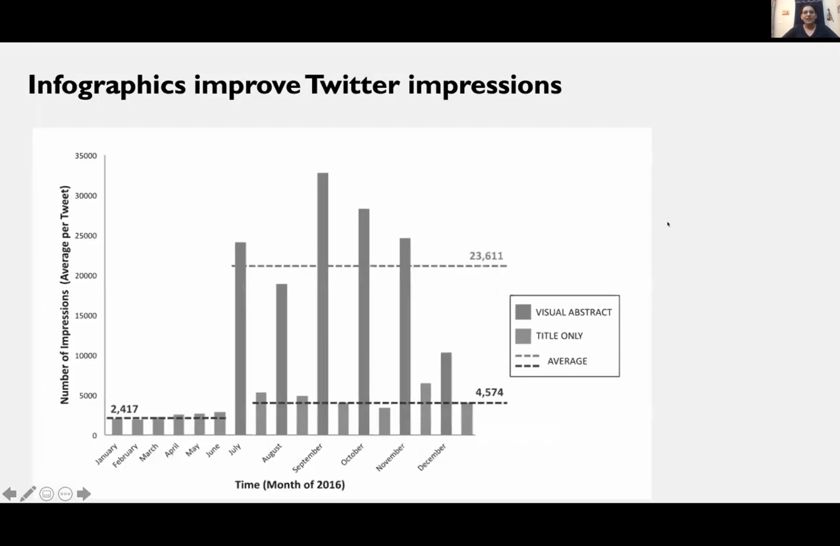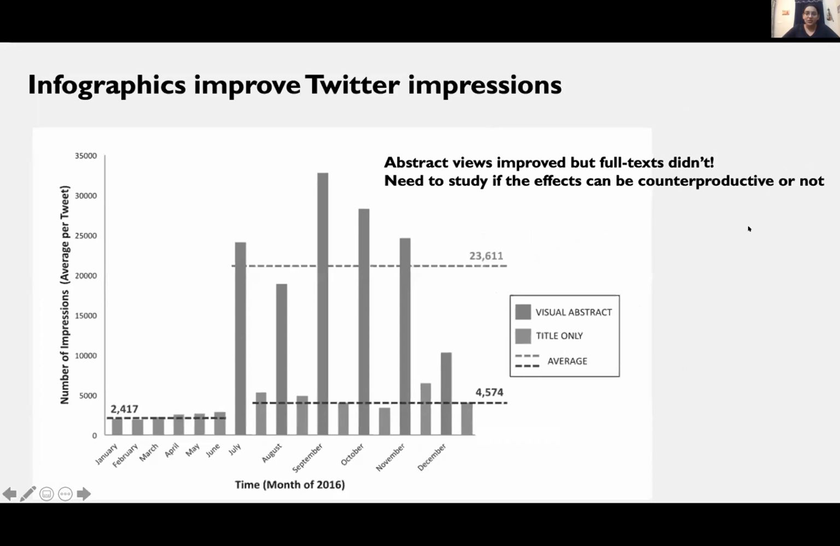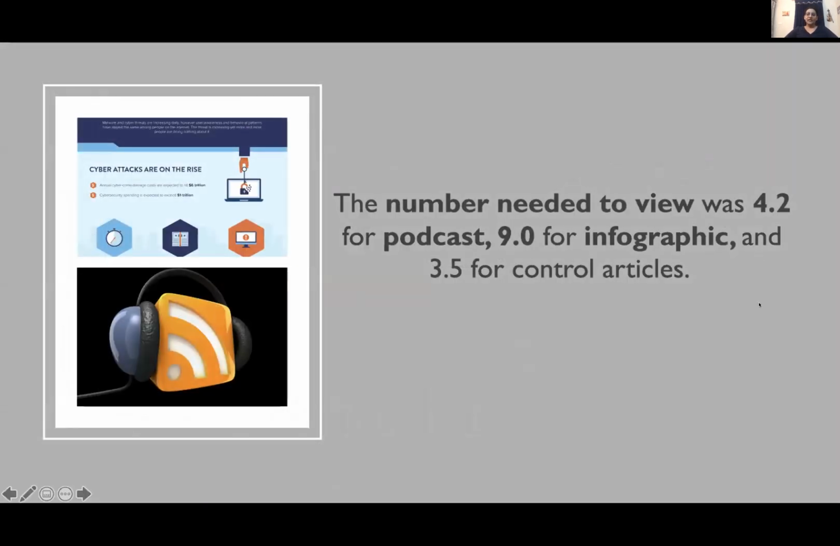But what they found was that infographics improved Twitter impressions. This is the Twitter impressions after infographics, and this is without infographics, and the average. The abstract views improved, but the full text didn't. So maybe once people had an infographic, they felt more confident that, yes, we know about the study now. They did not feel like reading the entire paper. This was an interesting aspect which needs to be looked at in great detail. Also, the number needed to view was higher for the infographics because people did not go through the entire article. Like a podcast, it was more similar to control articles.